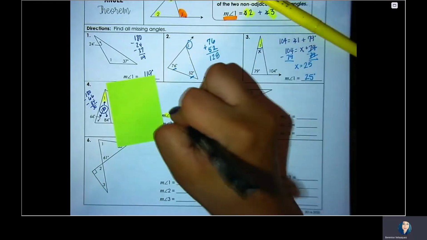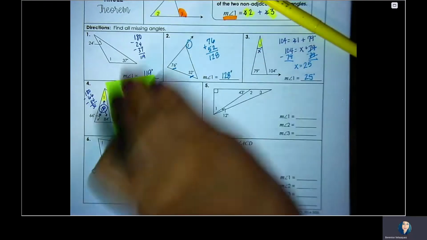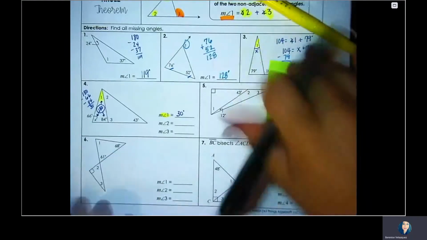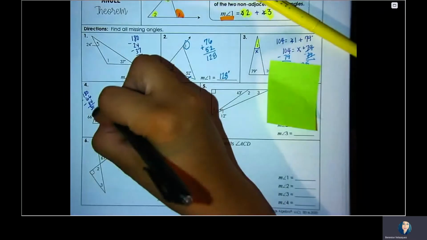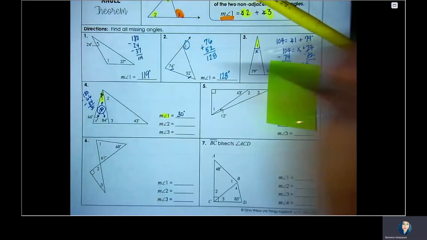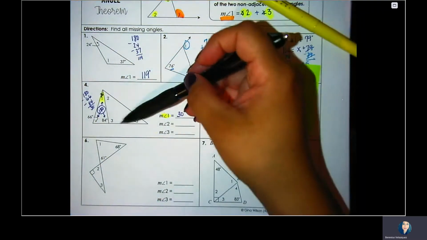Okay, so there's my answer for angle 1. I'm going to uncover this. We're going to have others to do, and I'm going to go ahead and put 30 right here, so I just see it. Okay, now I have angle 2 and angle 3 missing.